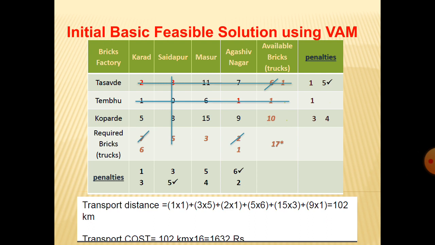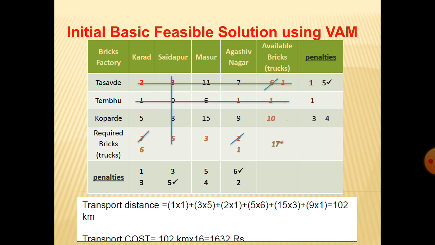Here first minimum value and second minimum value, you will get penalty 3. First minimum value, second minimum value, penalty is 5. Penalty 4. Penalty 2. Then again you repeat here. Penalty is 5. Penalty is 1. Next, penalty is 4.